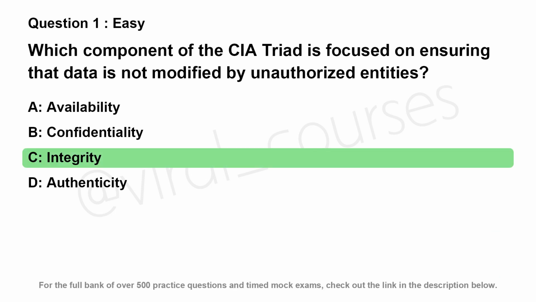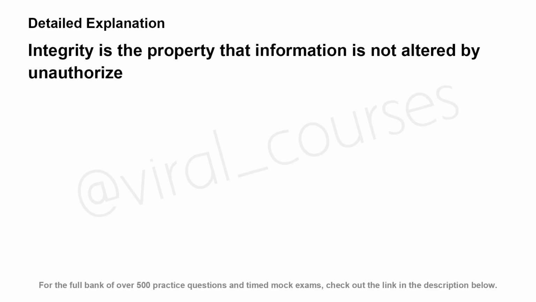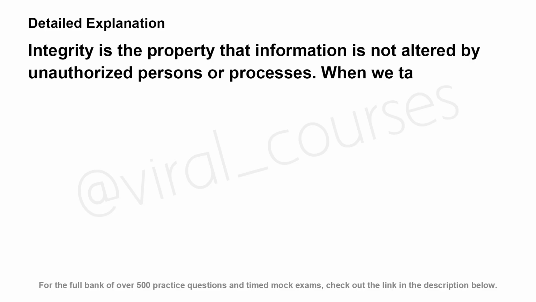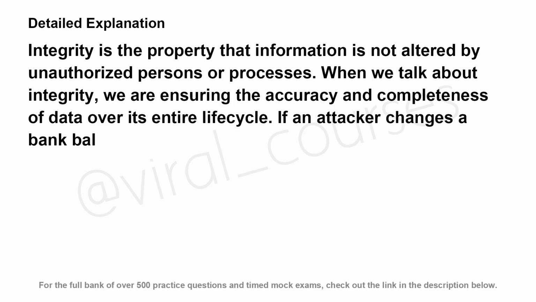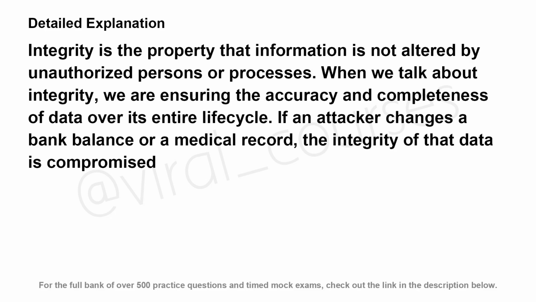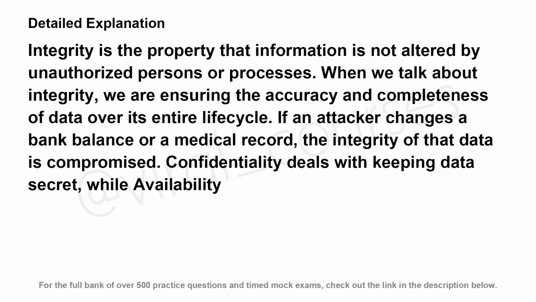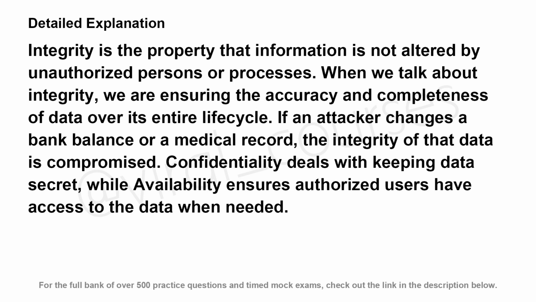The correct answer is C. Integrity is the property that information is not altered by unauthorized persons or processes. When we talk about integrity, we are ensuring the accuracy and completeness of data over its entire life cycle. If an attacker changes a bank balance or a medical record, the integrity of that data is compromised. Confidentiality deals with keeping data secret, while availability ensures authorized users have access to the data when needed.